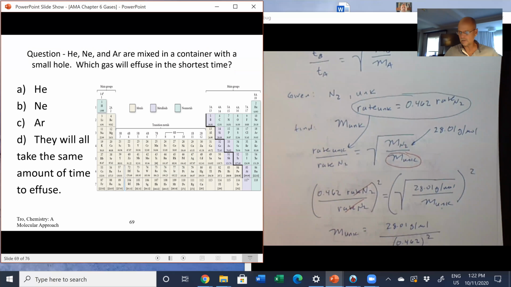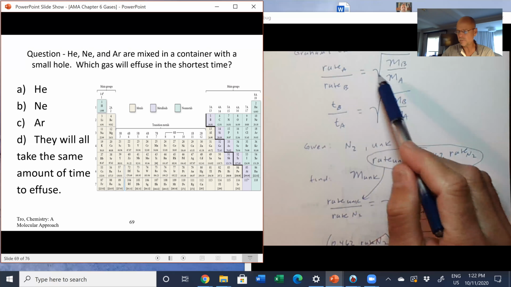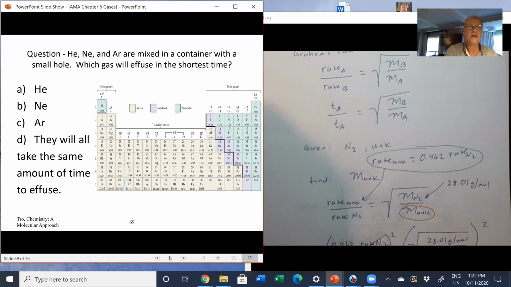So here's a little question for you just to see if you're getting this. This question is asking about time, not rate. So remember that rates are inversely proportional, but times are directly proportional. You have helium, neon, and argon mixed in a container with a small hole. Which gas will diffuse in the shortest time? Go ahead and pause the video and answer the question.